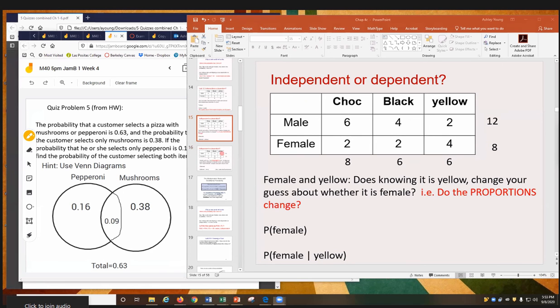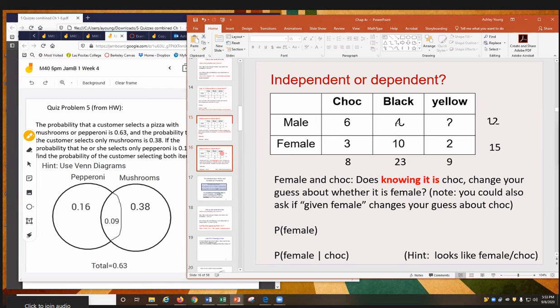So I know we did it already, but I'm going to have you do this one again, very quickly: female and chocolate. 40. And again, we want to know if the probability of female is the same as the probability of female given chocolate. So what's the probability of female? 15 out of 40. Yeah, there's 15 females out of 40. Now, given chocolate, so given it's one of these, what's the probability of female then? 3 out of 8. Perfect, because there's 3 females out of 8 total. So this would be 3 out of 8.